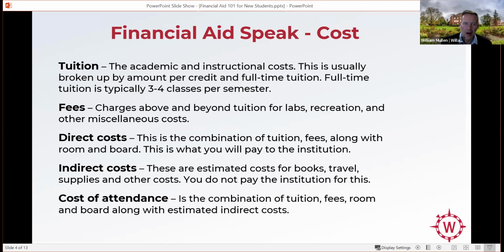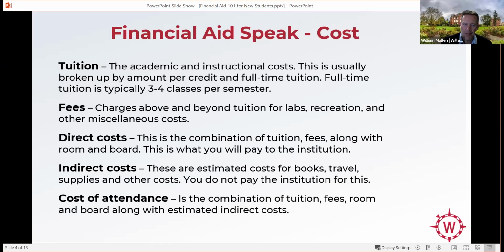First of all, I want to talk about some of the terminology with tuition. Tuition is the academic and instructional costs. Tuition is usually broken into per credit tuition, and then most institutions have a full-time tuition band. It's usually between 3 and 4 classes, and that's typically what students take to be full-time students. So there's tuition by credit, tuition per full-time enrollment. Tuition is usually billed by semester, and financial aid is awarded by year, and it is applied by semester.